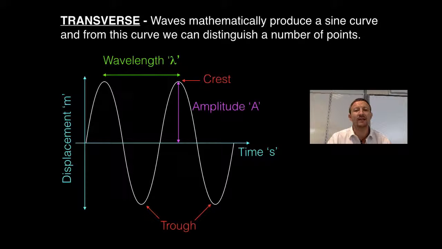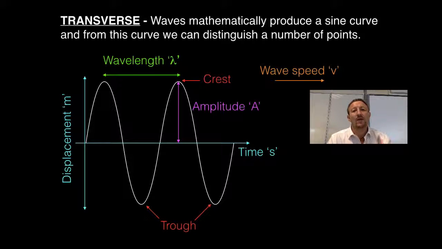As well as the wavelength, we've got the amplitude given the symbol A. Amplitude is the point from the midpoint to the top of the crest or the bottom of the trough. Again, it's measured in meters. Okay, it's the size of the wave. Now, obviously, if you increase the size, you increase the amplitude. And that's the whole principle behind an amplifier. It allows the size of the wave to actually increase.